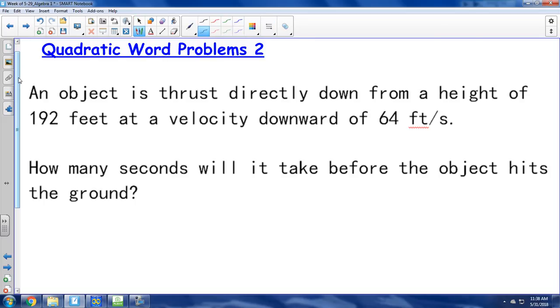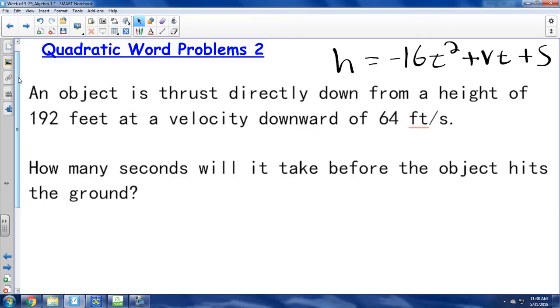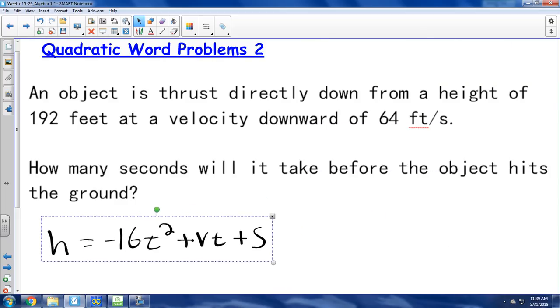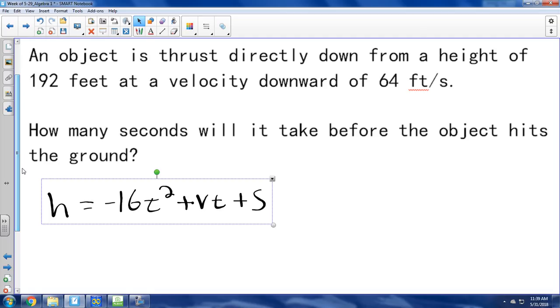I want to remind you of the following equation. Please write this right below the problem. H is equal to negative 16t squared plus vt plus s. That is the equation that will always model how objects move in motion, okay, with gravity. So we're going to come down here and start working on this problem for a second. But there's a couple things we need before we can get there.